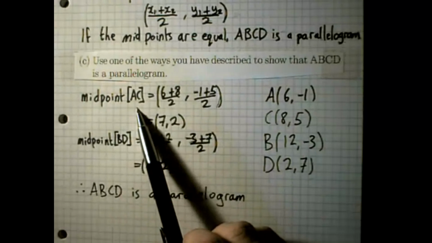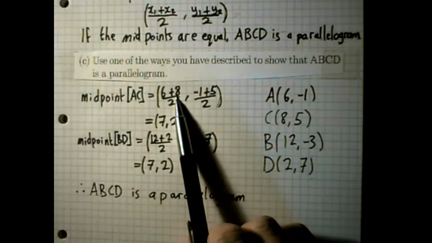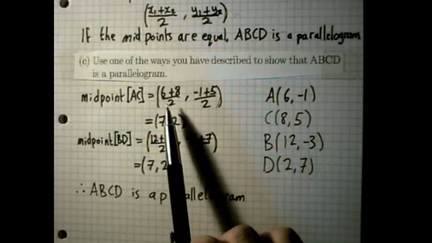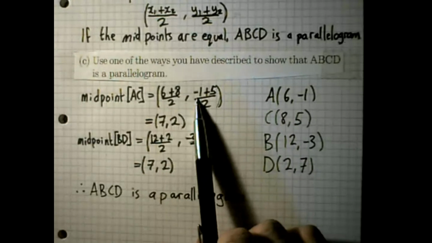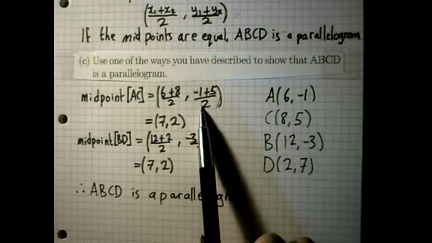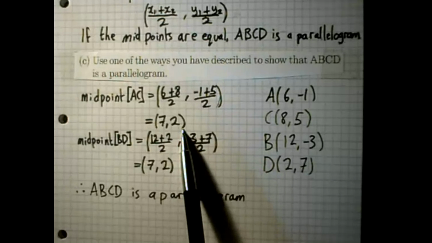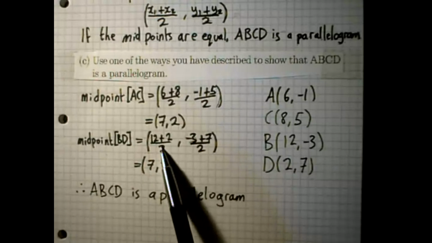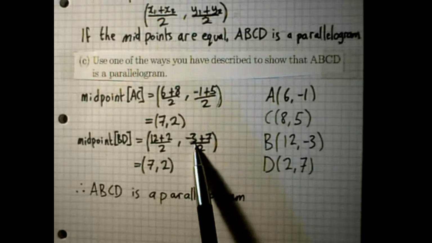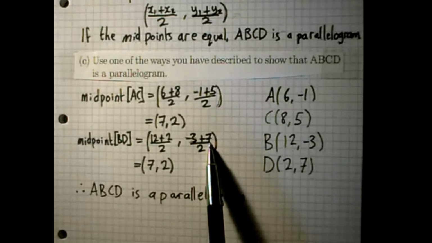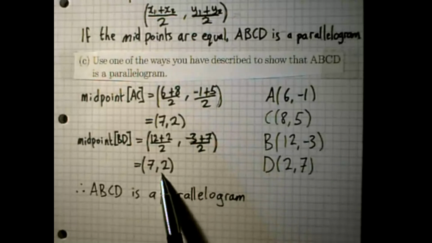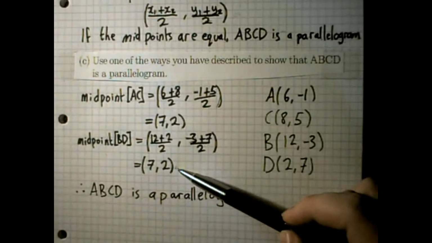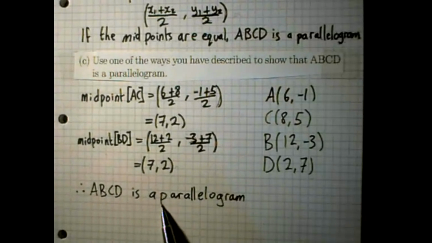So the midpoint of AC then is given by the x-coordinate of A plus the x-coordinate of C, taking them from here, and this is why I have A and C together. So I add those together, divide by 2, then take the -1 from A and the +5 from C, divide that by 2, and I get 7, 2. To find the midpoint of BD, again I take the x-coordinate of B and the x-coordinate of D, divide them by 2 after I add them together. Then take the y-coordinate of B, add it to the y-coordinate of D, and divide it by 2, and I get 7, 2. Now since these two are the same, in other words these two line segments have the same midpoint, that means that ABCD is a parallelogram.